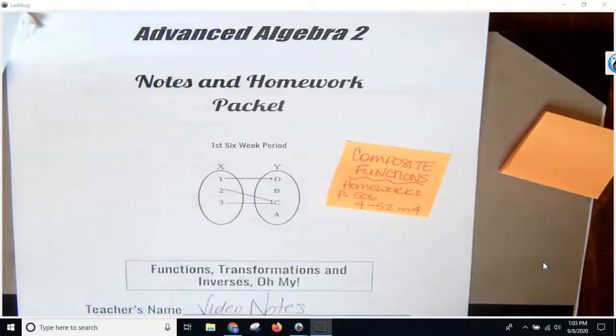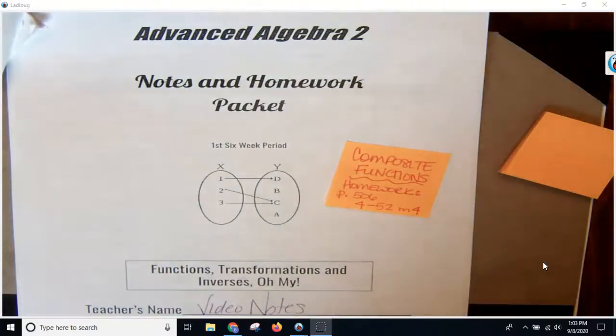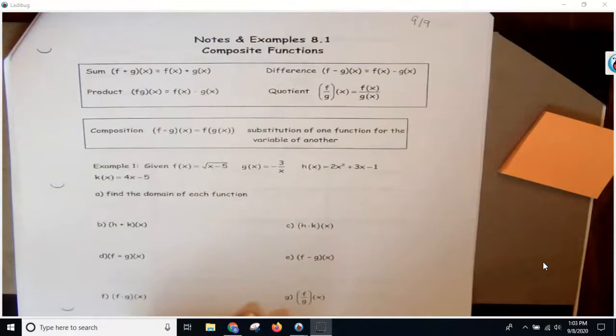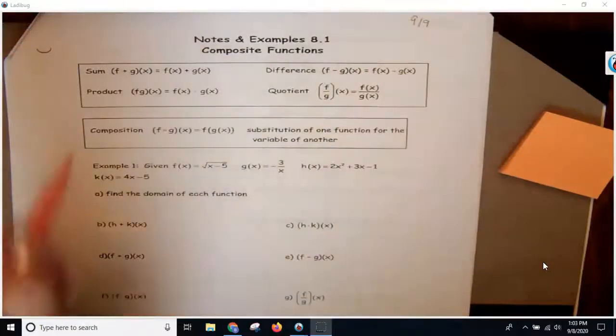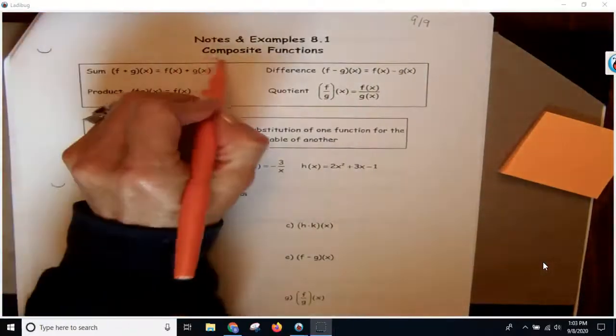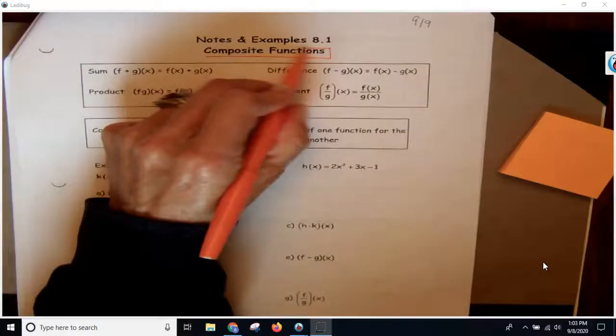Alright guys, welcome. We are going to talk about composite functions today. And so we are going to open our Advanced Algebra Notes and Homework Packet to this page right here. Okay, so when we open this page, we're going to notice that here are some explanations of composite functions.